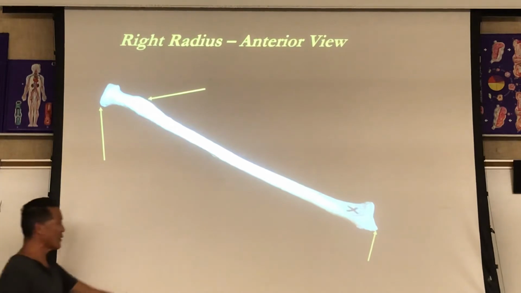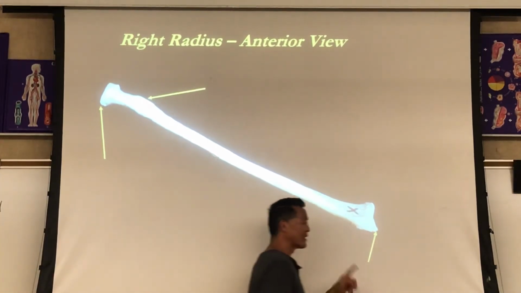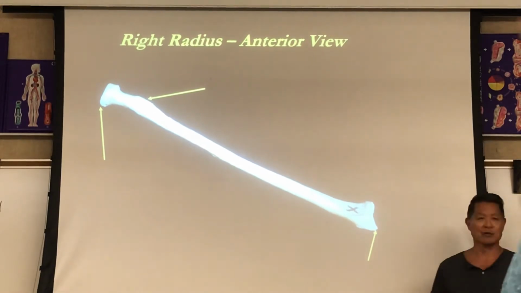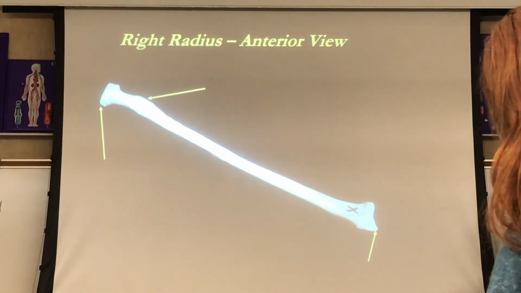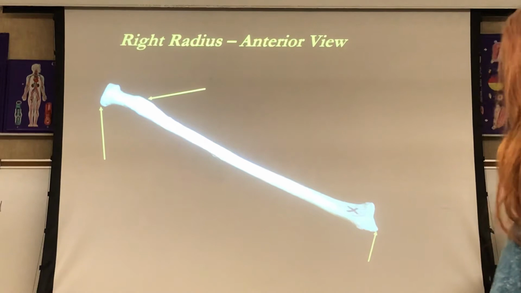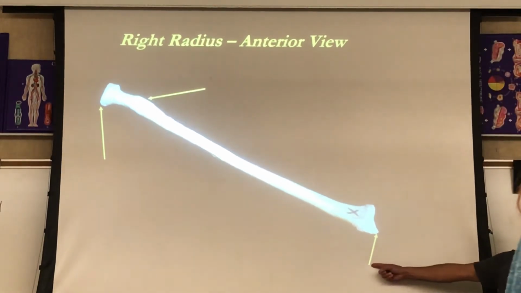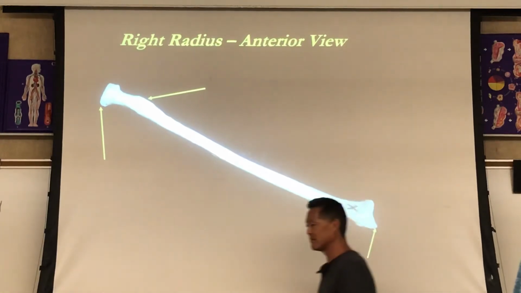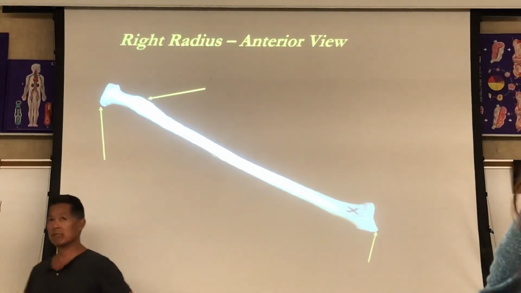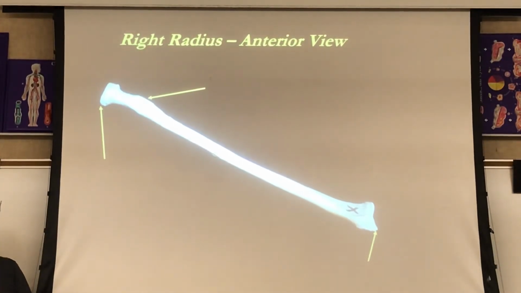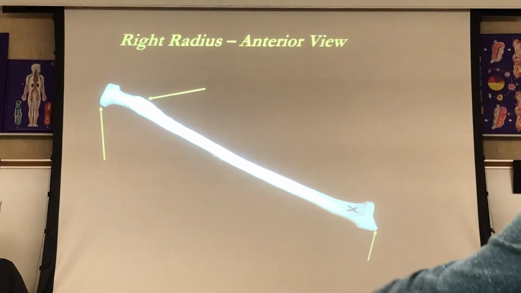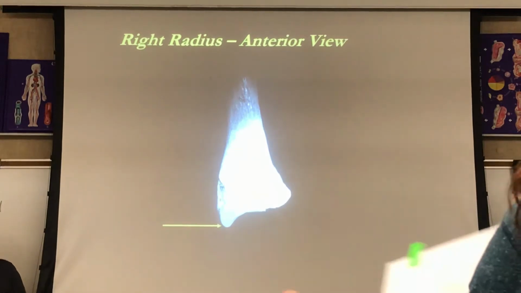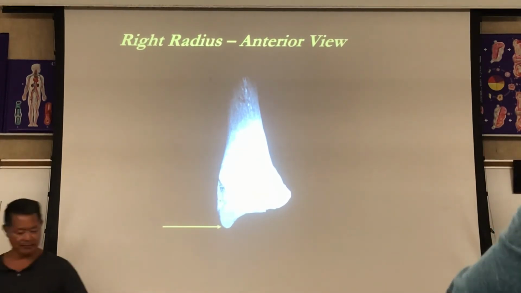And here's the styloid process of the radius, and this one will help you on the radius. You want to write lateral. So radial tuberosity anterior, styloid process of the radius lateral: two planes. Any questions? There's a styloid process there again, lateral.